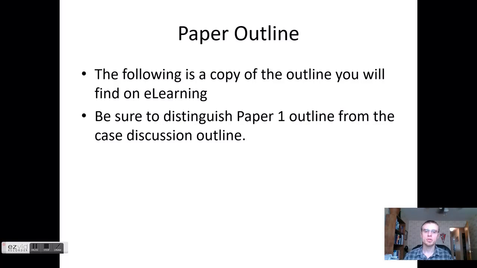Well, what I really want to show here is all the bits and pieces, the details that I want to see in paper 1, just to make sure that you all have a clear understanding of what I'm hoping for. Also, be sure to keep in mind that paper 1 is a separate assignment from the case discussions that will also be due later on in the class.